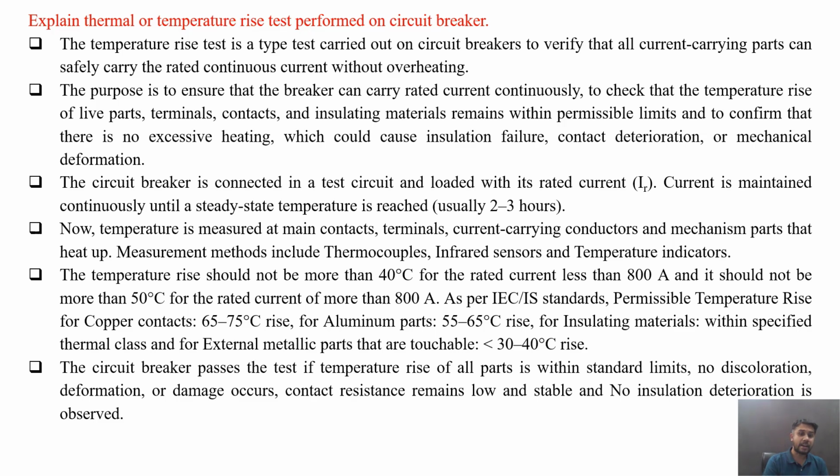The circuit breaker passes the test if the temperature rise of all the parts is within the standard limits. No discoloration, that is the change of the color of the contacts, deformation or damage occurs, contact resistance remains low and stable, and no insulation deterioration is observed. So these are several informative details of the temperature rise test or thermal test that is carried out on the circuit breaker.